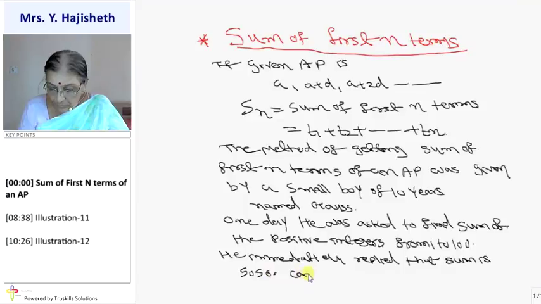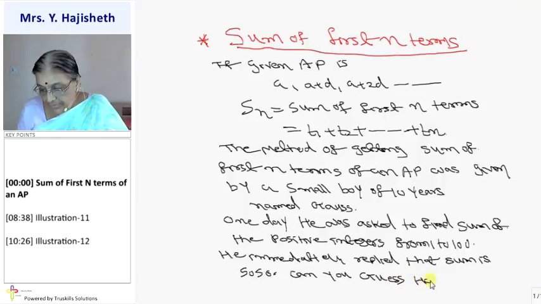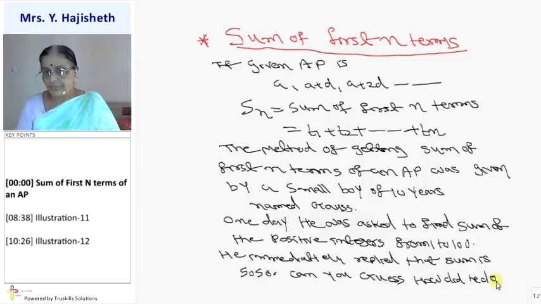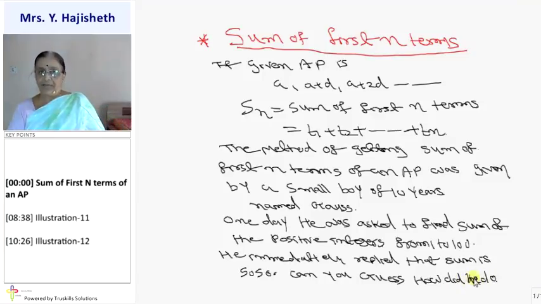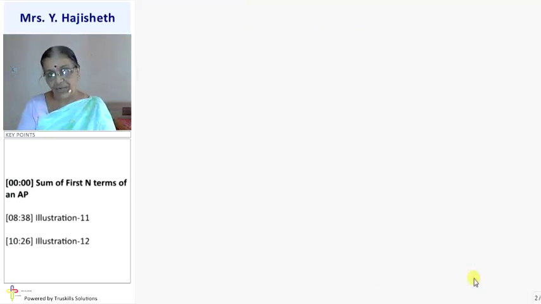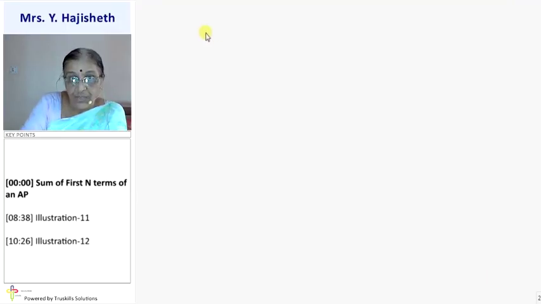Can you guess how did he get the answer? You can think how he got this. So see, I will show you the method how he calculated and got the answer 5050.